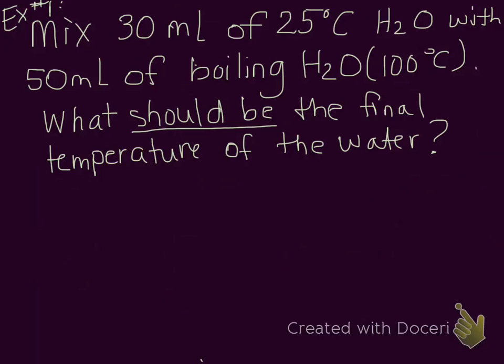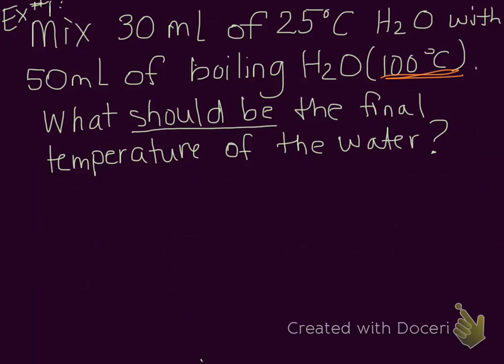So we've taken our calorimeter, our styrofoam cups, and we've mixed 30 mL of 25 degrees Celsius water with 50 mL of boiling water, which we're assuming is at 100 degrees Celsius. Probably by the time you transfer it into the cup, it's not at 100 degrees Celsius, but we'll let go of that. What should be the final temperature of the water?